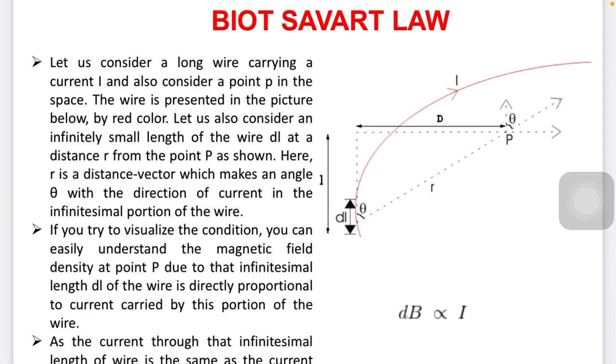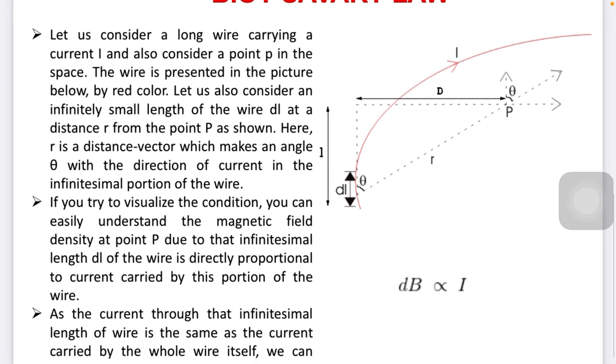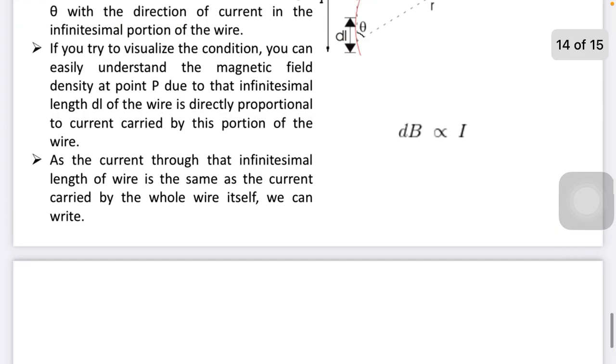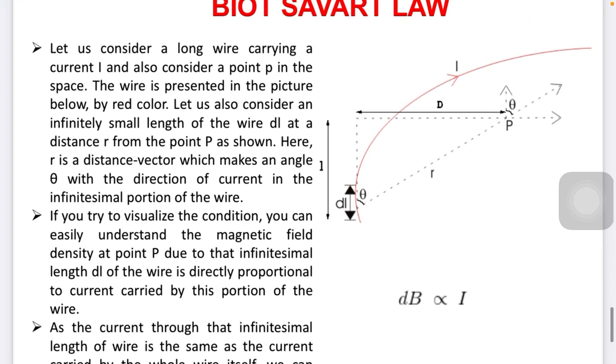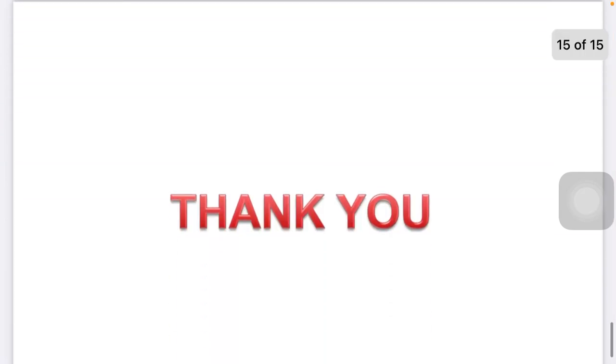If you try to visualize the conditions, you can easily understand the magnetic field density at a point P due to the length dl of the wire is directly proportional to the current carried by this portion. So yeah, the current through this length of the wire is the same as the current carried by the whole wire itself, we can write. So dB is proportional to I. Thank you.